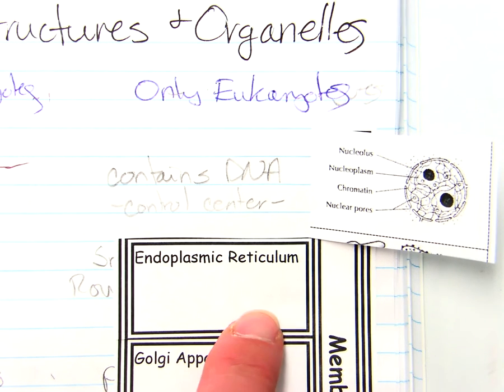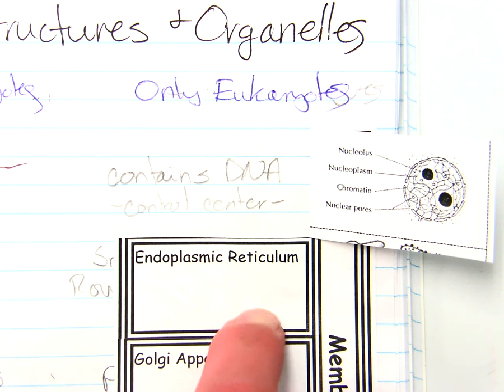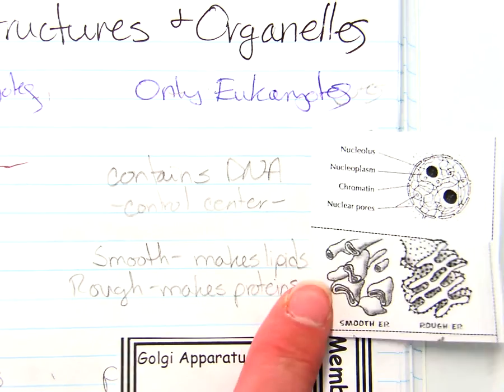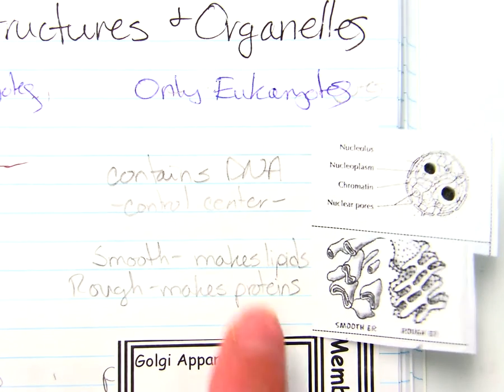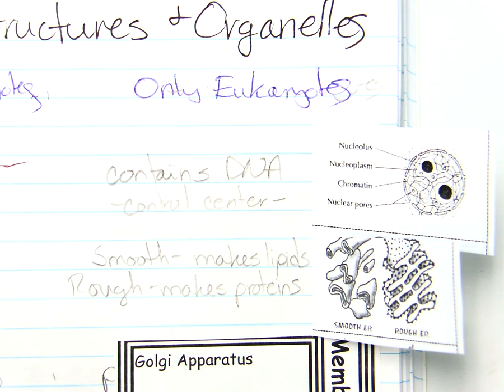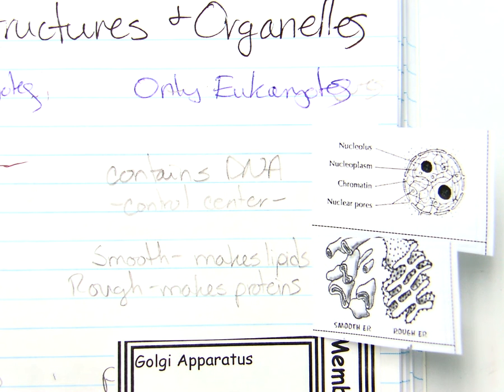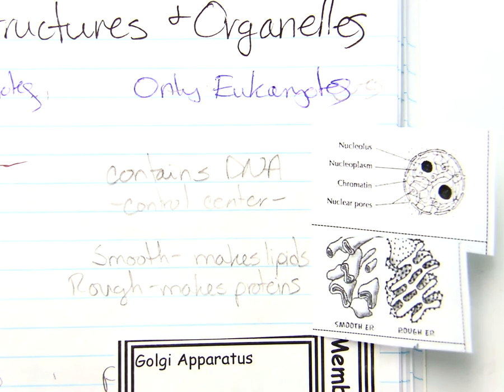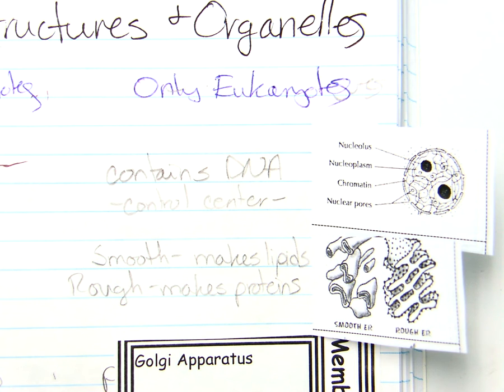Next, we have endoplasmic reticulum. When we were in the computer lab, you looked at two types of endoplasmic reticulum, rough and smooth. Smooth endoplasmic reticulum makes lipids. Rough endoplasmic reticulum makes proteins. The rough has the ribosomes attached to it, so it helps make proteins.